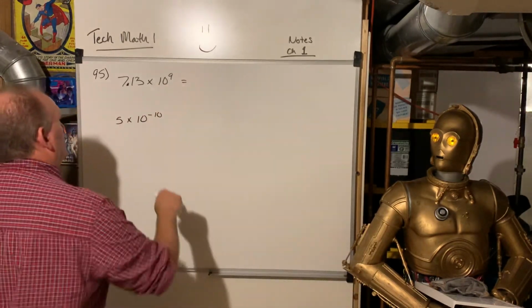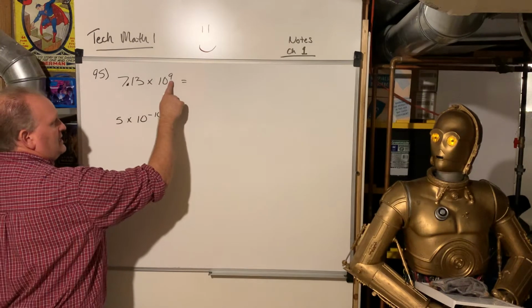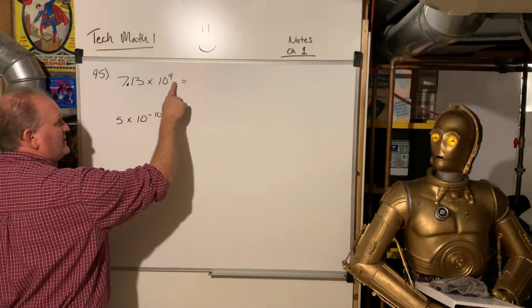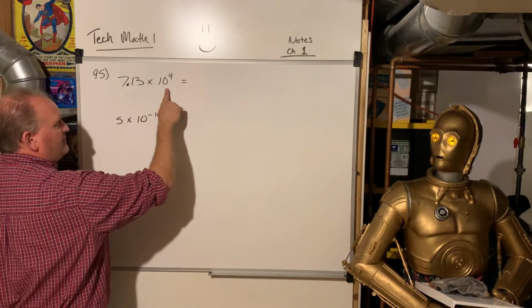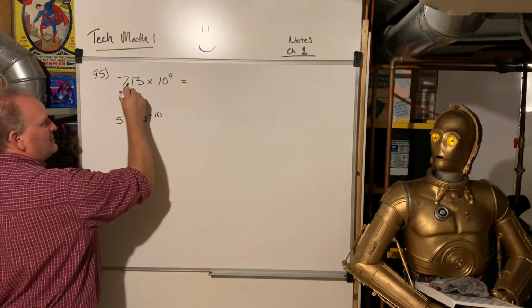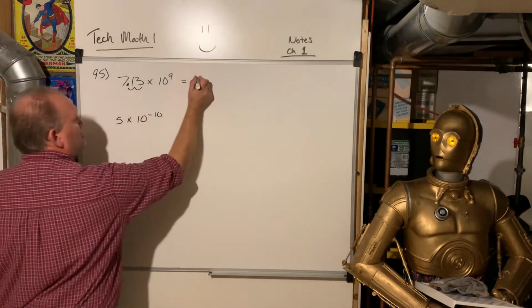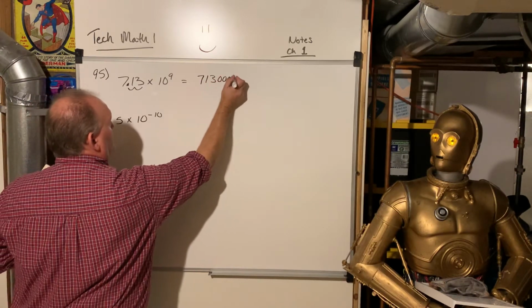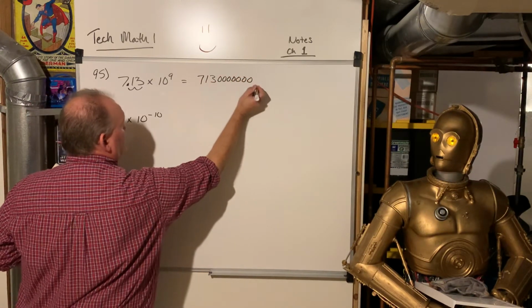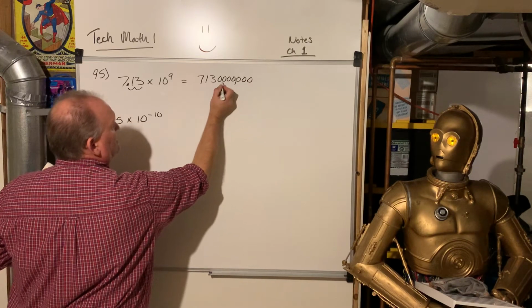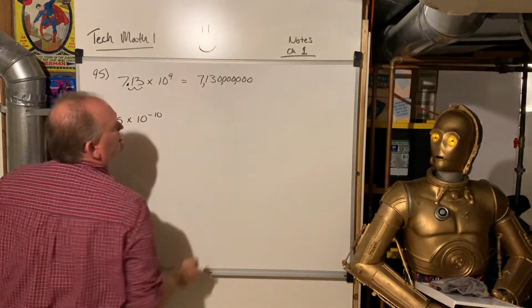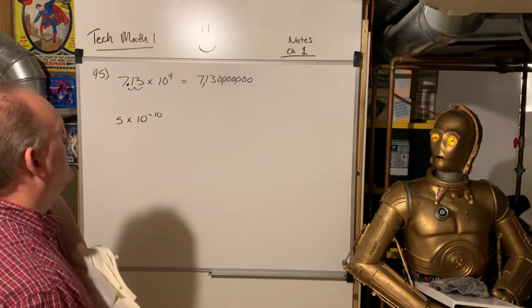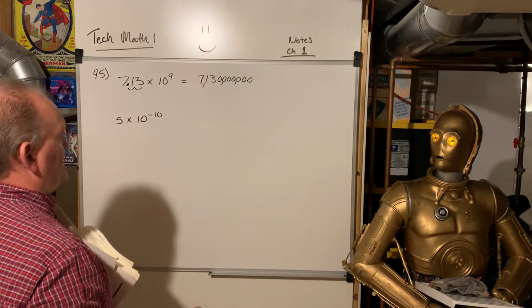So we take this decimal, according to this, and move it. This is a very large number. We're going to move it 9 places to the right, but 2 places are already taken up. So I'm actually going to write 713, but then I'm going to add 1, 2, 3, 4, 5, 6, 7 zeros. So here, let's see how big that number is. What is that?